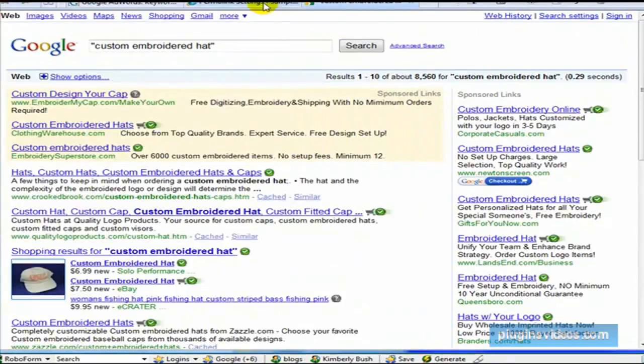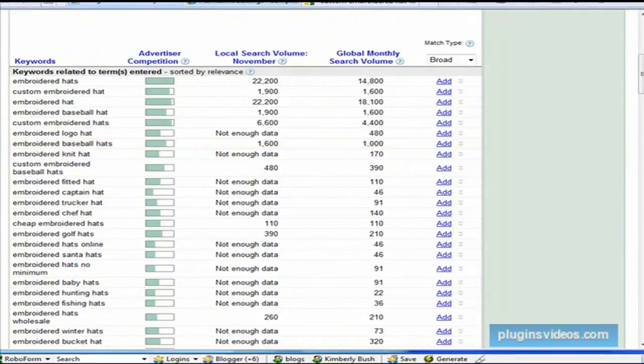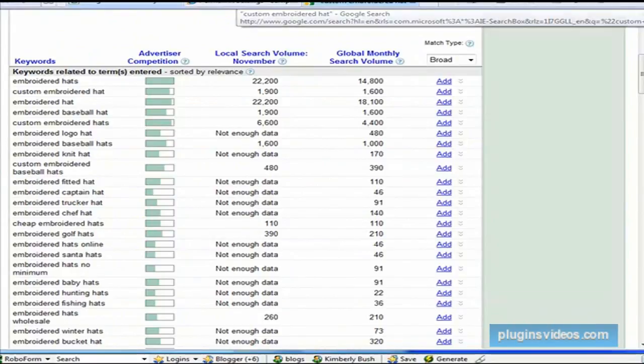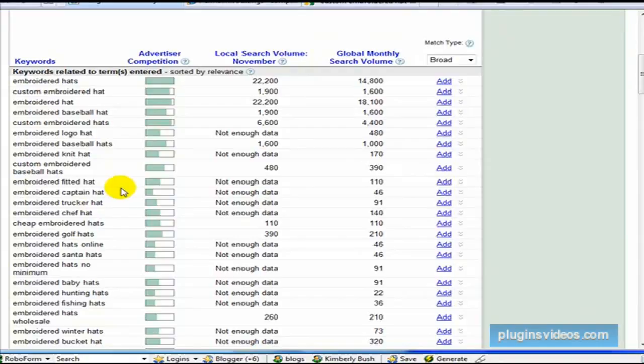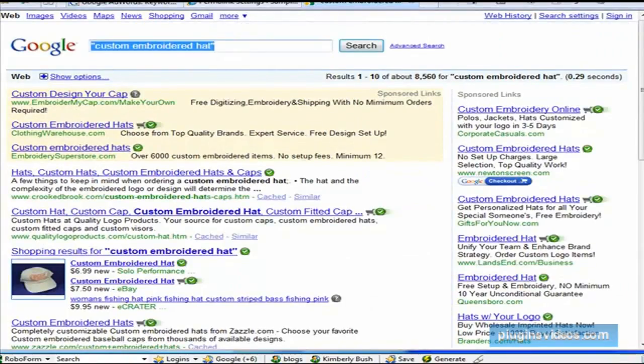Okay, so let's continue down this here. Embroidered baseball hats. Okay, I would think that would be a pretty good thing to be selling because baseball teams, they create hats, and I could see them, local teams, wanting to have baseball hats made. So embroidered baseball hats. We're looking at 1,000 search volume there. So let's take a look here. Oops.